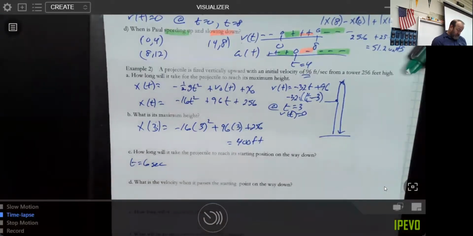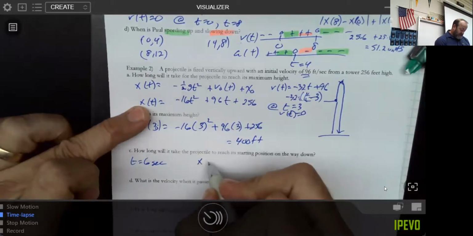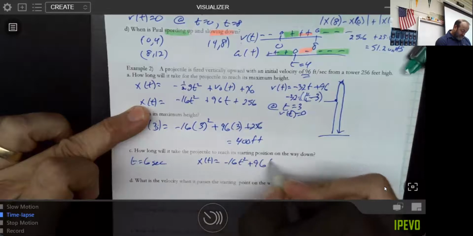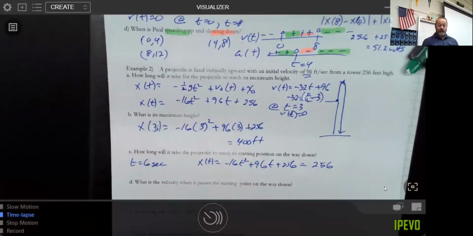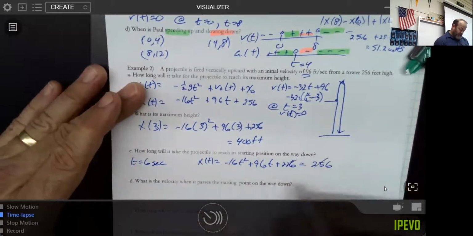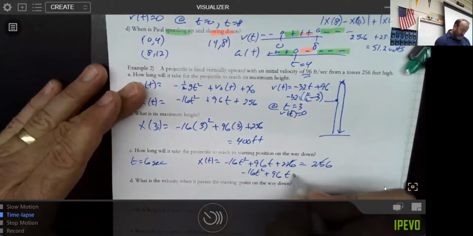But what we could do is take our position function, x of t, which is this function right here. And we want to know when it is equal to the original height that it started off with, which was 256. We could clearly cancel those two things out. And we're asking then, when is negative 16t squared plus 96t equal to 0?